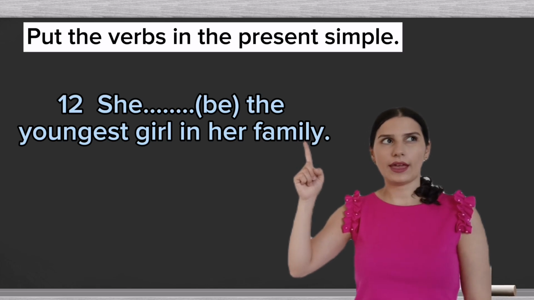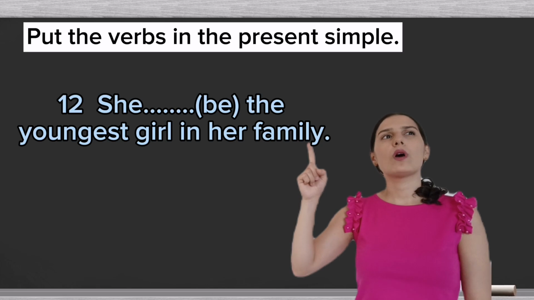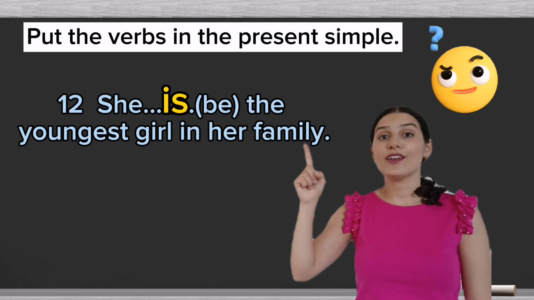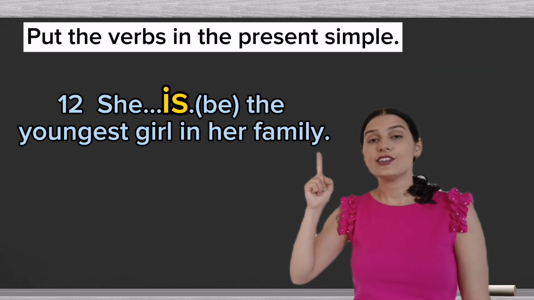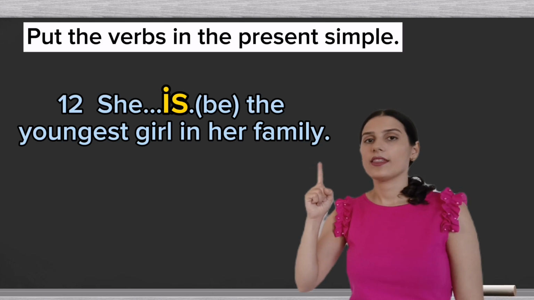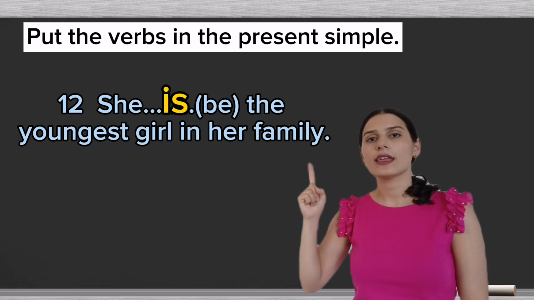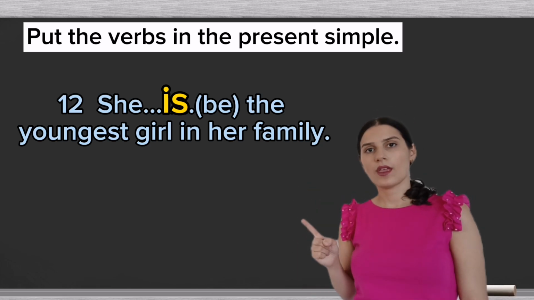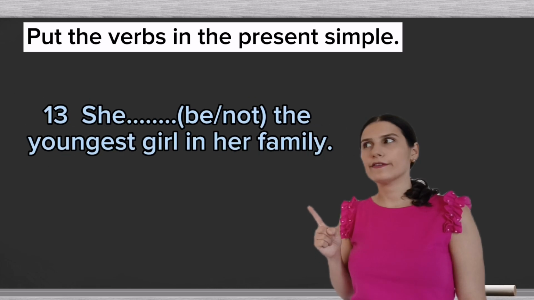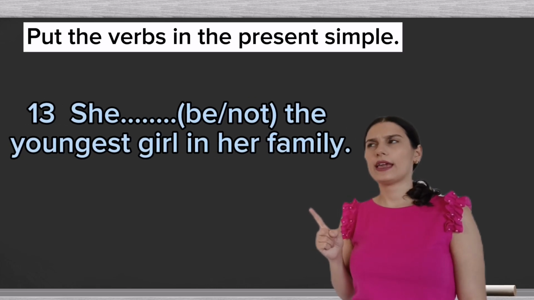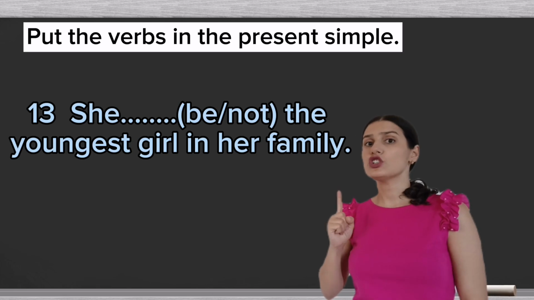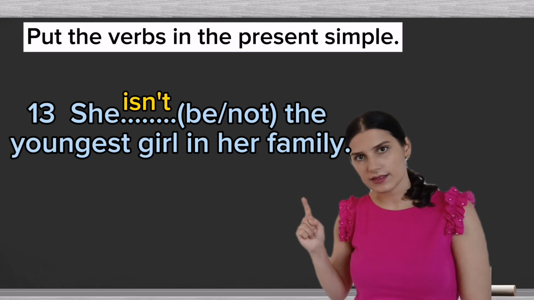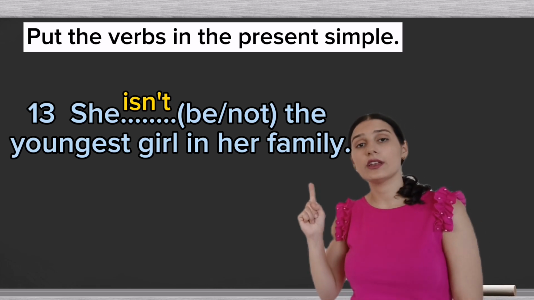She. Okay, so what do we say with she? Yeah, okay, so she is. She is the youngest girl in her family. This is a positive sentence. Here we have not. Okay, so it's negative. So she is not or she isn't the youngest girl in her family.